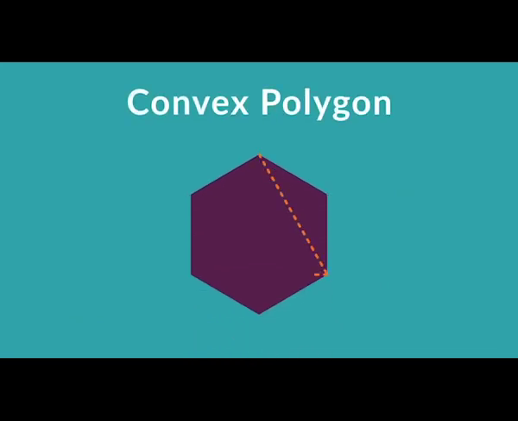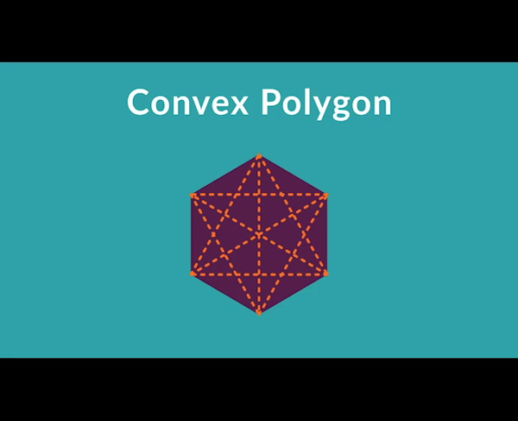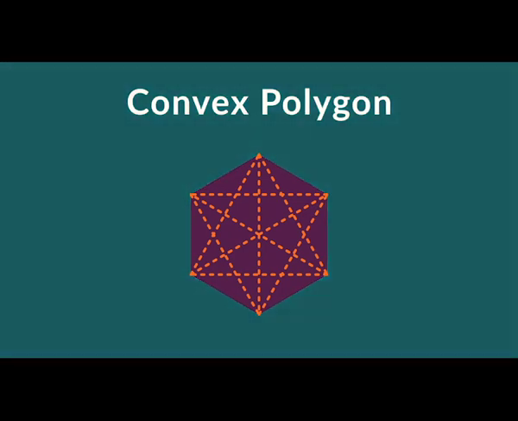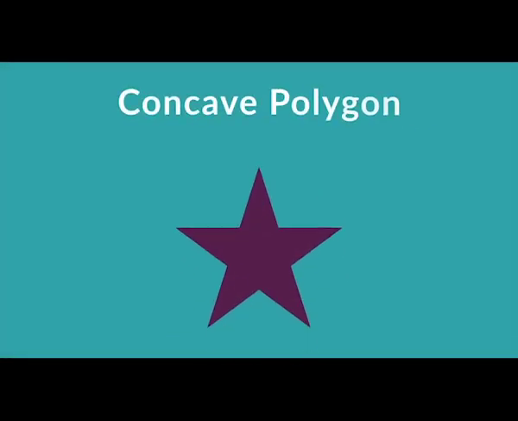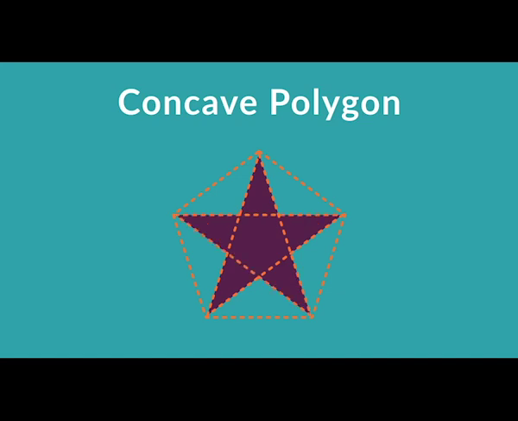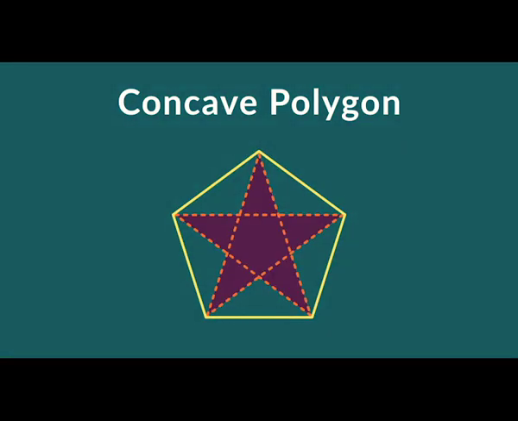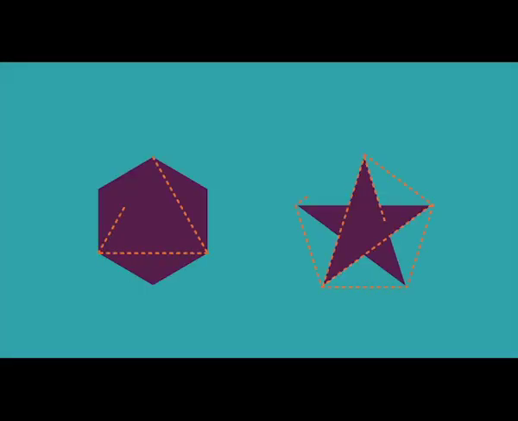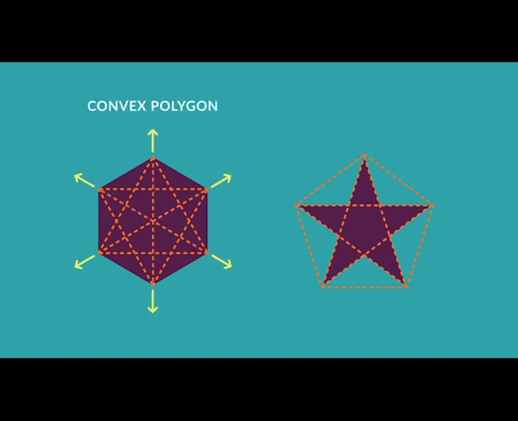If you were to draw in all the diagonals of a convex polygon, like this, you would find that they all lie within the polygon. In a concave polygon, however, not all the diagonals lie within the polygon. One or more of them would lie outside the polygon. Drawing diagonals is one of the ways in which we can quickly test whether a polygon is either convex or concave.